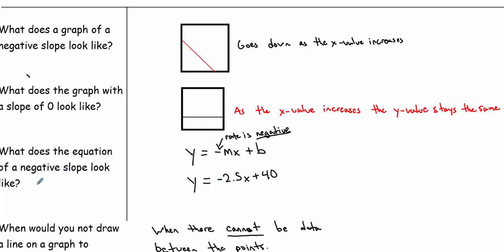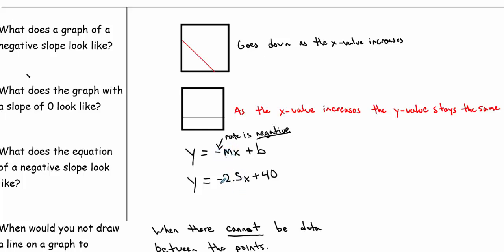What does the equation of a negative slope look like? Well, it looks almost like the equation of a positive slope, except that there is a little negative sign in front of our rate of change. Right? Our rate is negative, so that means our slope is going down. It means the value is going down every time the x value increases. The y value is going down, so we say it's negative. This indicates a negative slope.